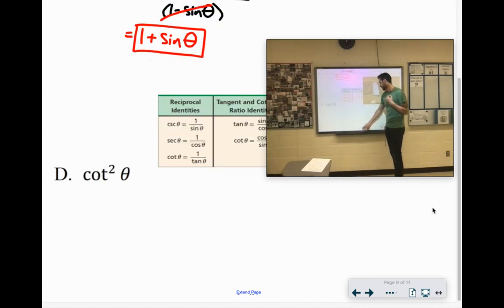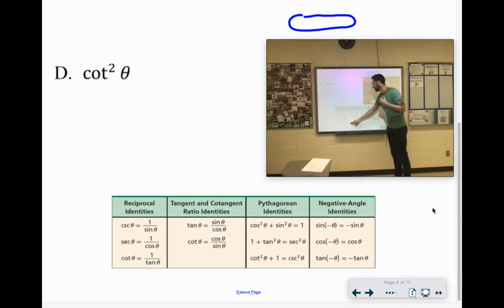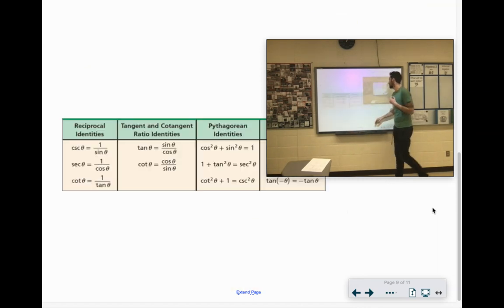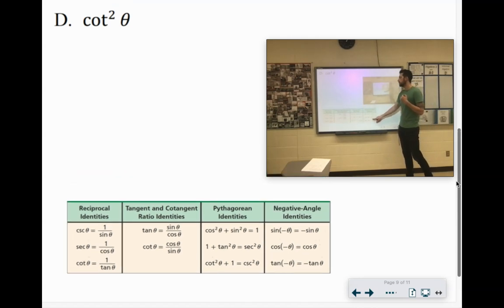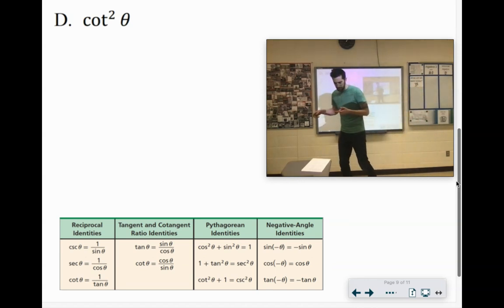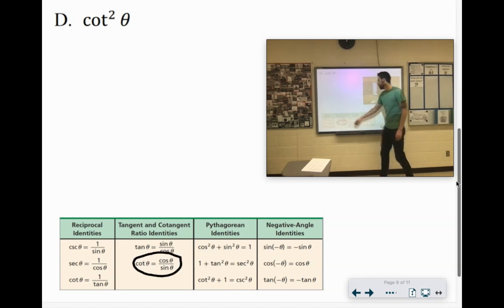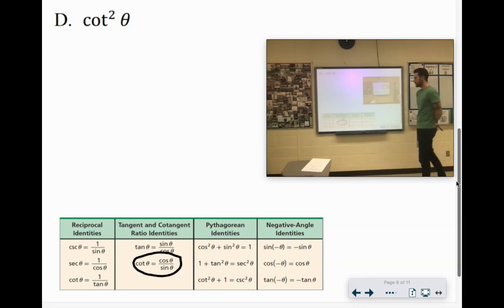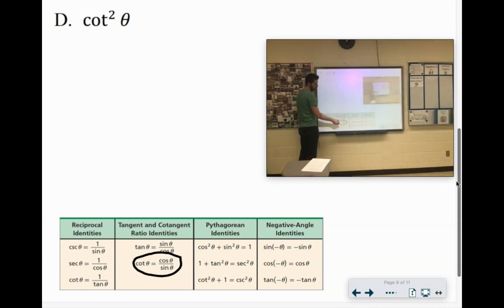So let's try this one. Let me get my chart. Oh boy, too far. Cotangent squared, we want it in terms of sine or cosine in this one? Sine. Okay, so cotangent, the typical cotangent is just cosine over sine. So we can just say cotangent squared would just be the cosine squared over the sine squared.